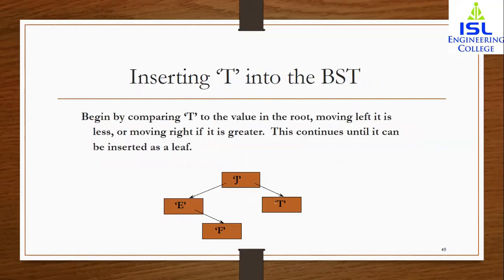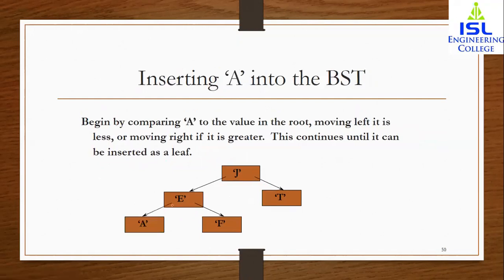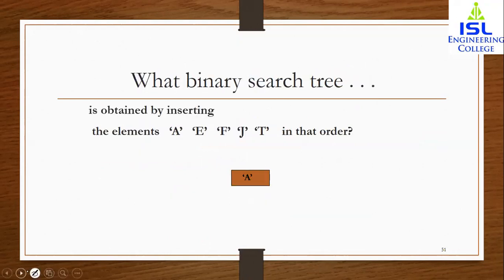Then we have T. T comes after J, so here we insert T. And then finally A. A is the first letter, so it should be moved to the leftmost position. Now, what binary search tree is obtained by inserting the elements A, E, F, J, T?